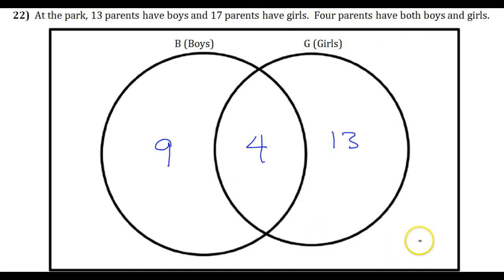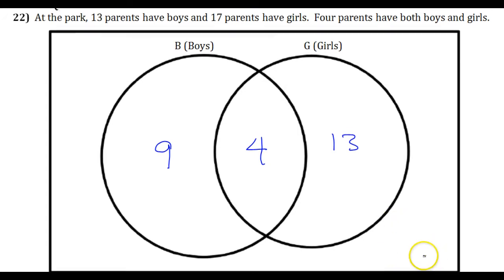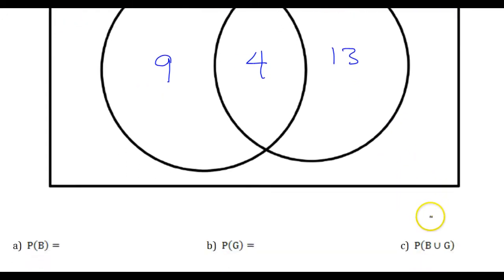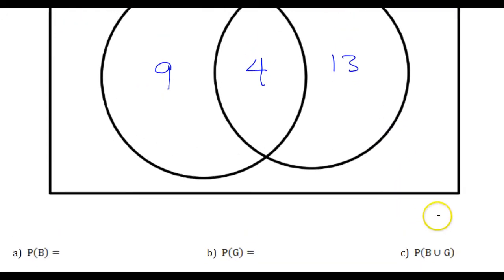So far in this diagram there won't be anything on the outside because they're not saying anything about parents that don't have any kids with them. Obviously they're parents, they have kids. Okay, now, what does this information mean?